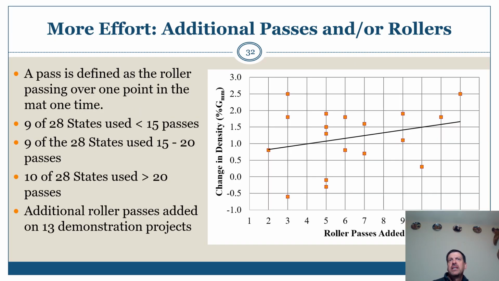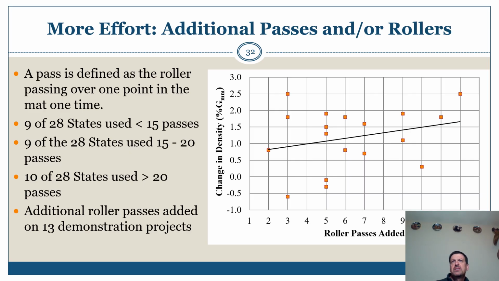This slide shows that with additional passes or compactive effort, additional density was observed. And on this for the demonstration projects, a pass is defined as the roller going over one point on the mat one time. Okay, so 1 pass, 2 passes. Now, 9 out of 28 states used less than 15 passes. 9 out of 28 also used between 15 and 20 passes. And then 10 out of 28 states used over 20 passes. There were additional passes used on 13 of the 26 demonstration projects.